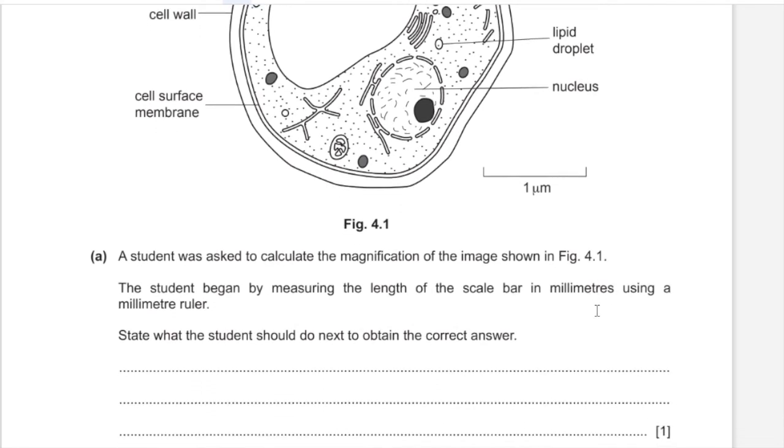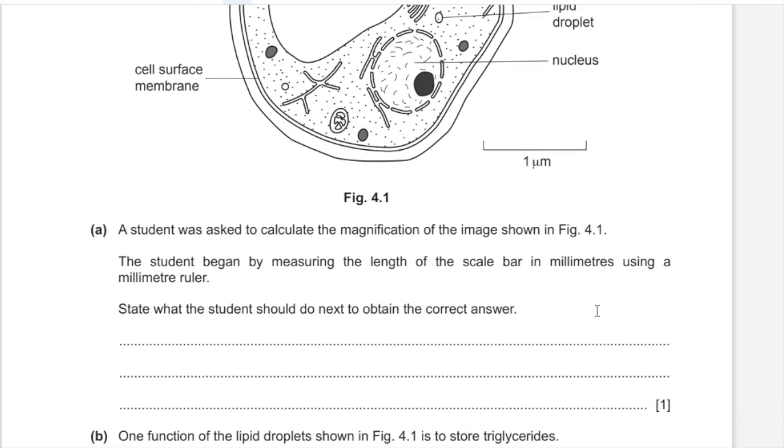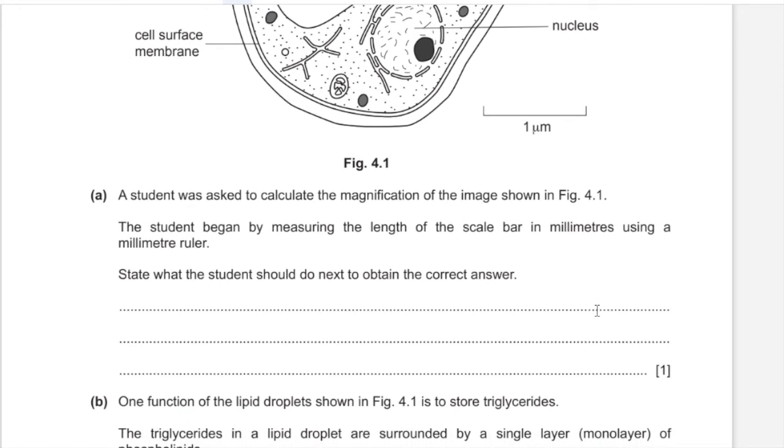A student was asked to calculate the magnification of the image shown in figure 4.1. The student began by measuring the length of the scale bar in millimeters using a millimeter rule. State what the student should do next to obtain the correct answer. His next step would be to convert his readings in millimeters to micrometers by multiplying it with 1000 or 10 to the power of 3.